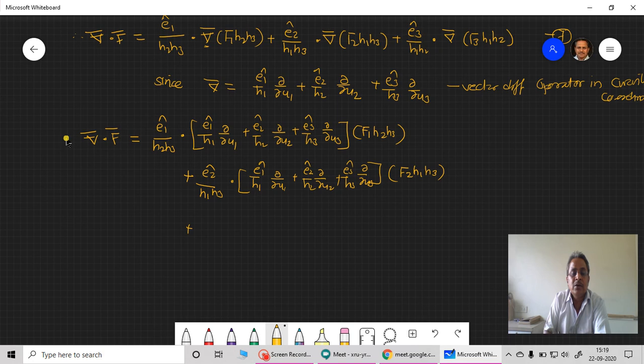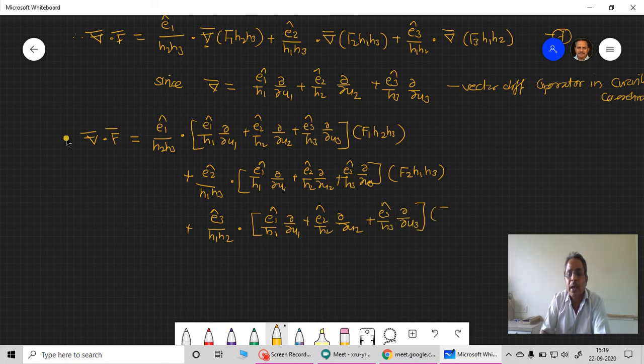And similarly the third component: E3 cap upon H1 H2 dot, this vector differential operator E1 cap upon H1 into ∂/∂U1 plus E2 cap upon H2 into ∂/∂U2 plus E3 cap upon H3 into ∂/∂U3, this operation over F3 H1 H2.